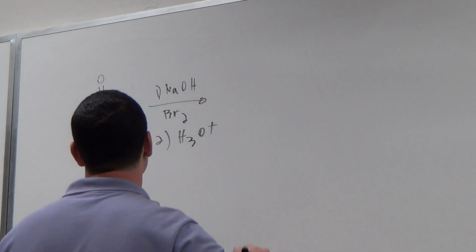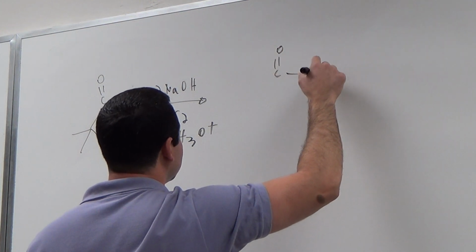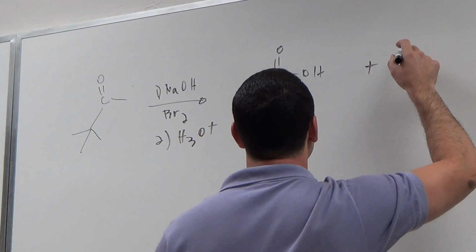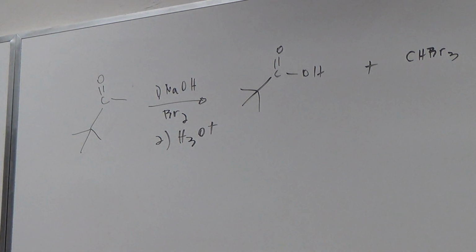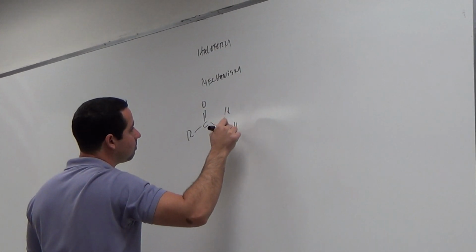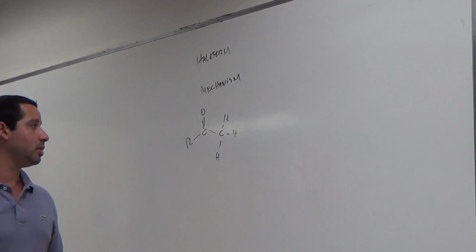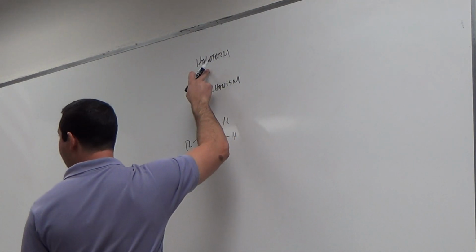So what's this going to give you? It's going to give you a carboxylic acid with CH3, plus CHBr3, plus CH3. Okay, this is a mechanism for the haloform reaction.